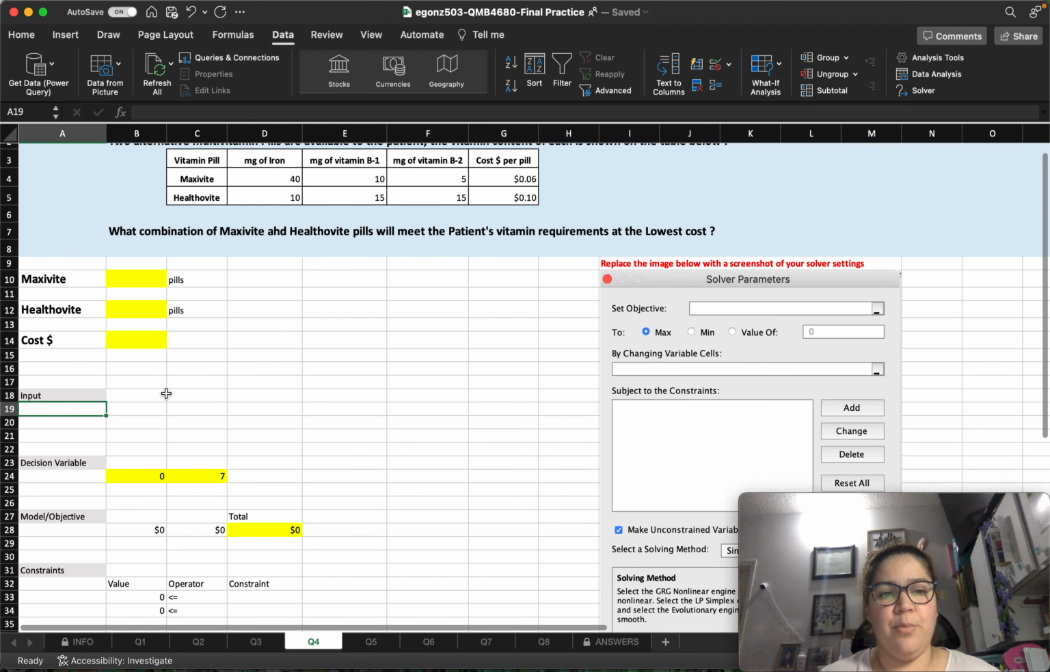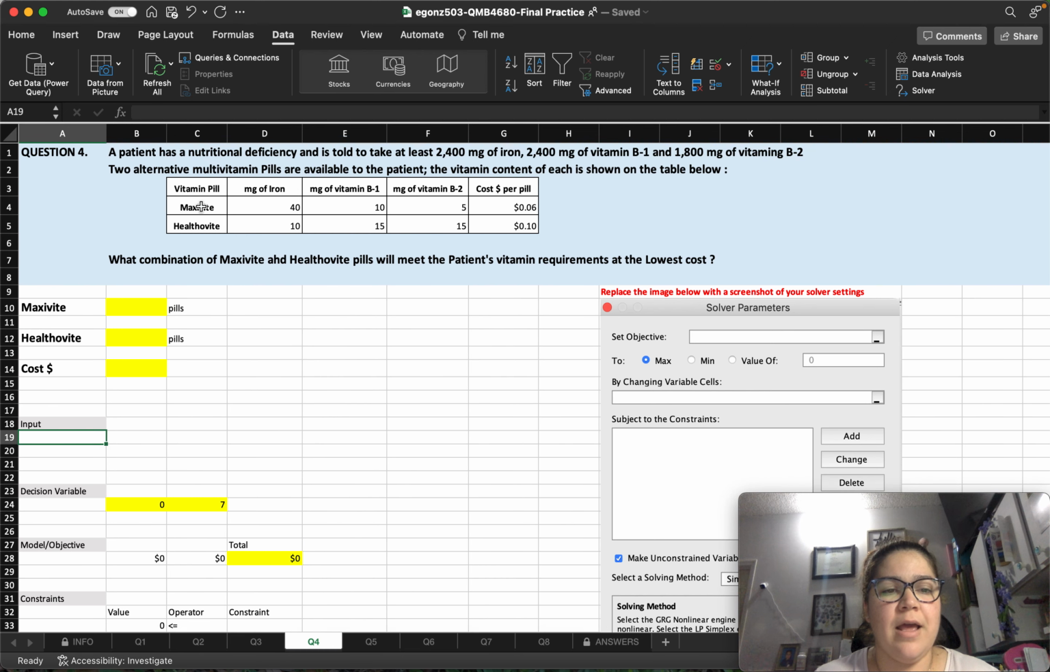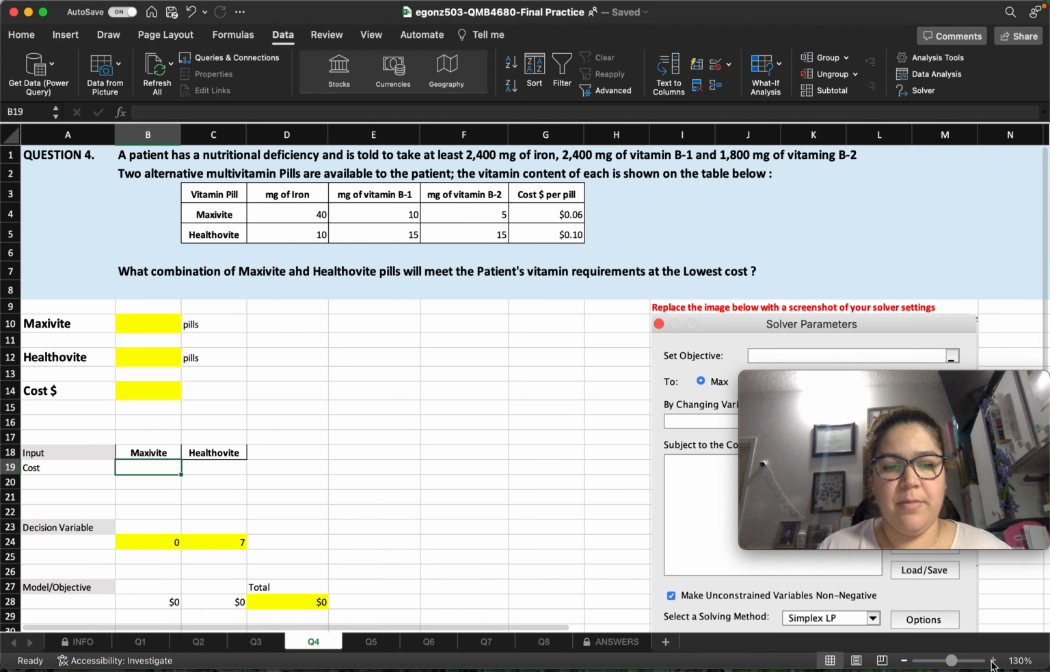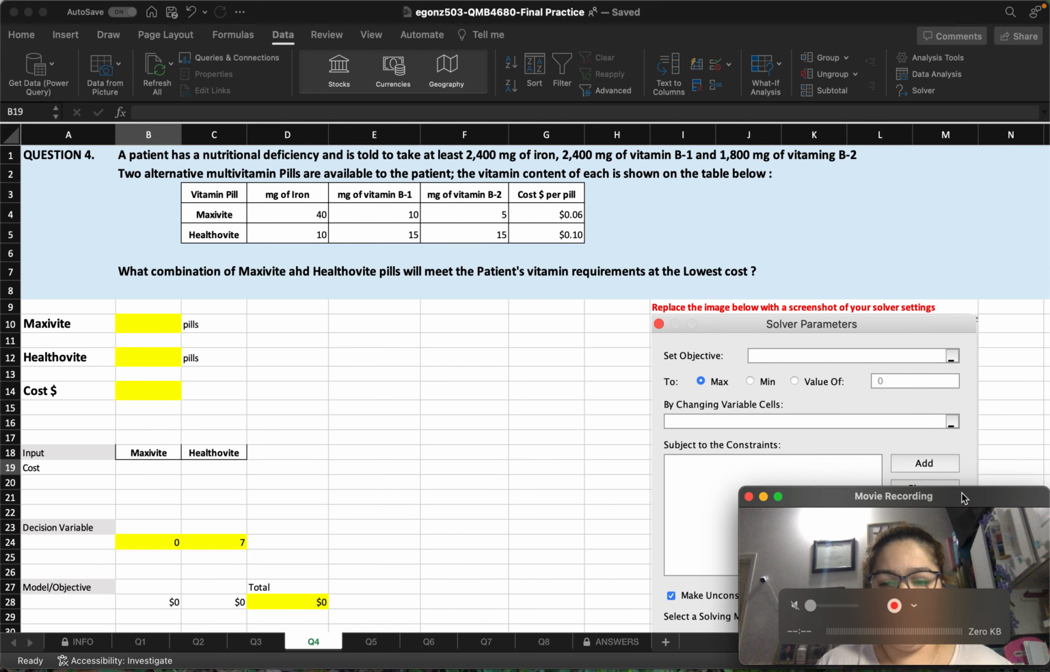Let's start with the input, right? In the input, we're going to have two variables, which are going to be the two different pills, the Maxivit and the Health, whatever that is. So we're going to copy it, Command C and Command V to make my life easier. Yep, that works. And then the first input that we're going to put is the cost, right? So let's start with the cost per pill. And just so I can make my life easier, let me maximize a little bit. Okay, so we're going to put the cost.